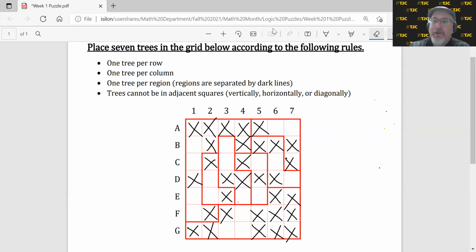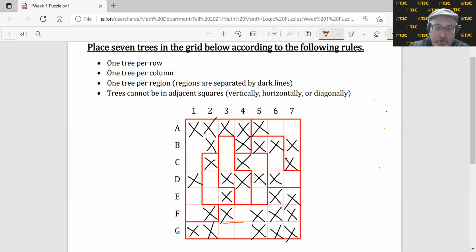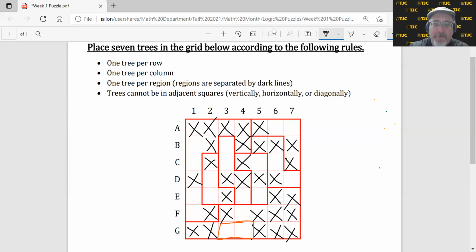Okay, now look at row G. In row G, there's only two locations for a tree. So there must be a tree in one of those locations, which means that the tree for the bottom region is one of those two squares, so it cannot be in this one. Otherwise, these wouldn't have trees, and there would be no place for a tree in the bottom row. Okay, we're getting there. We're almost there.